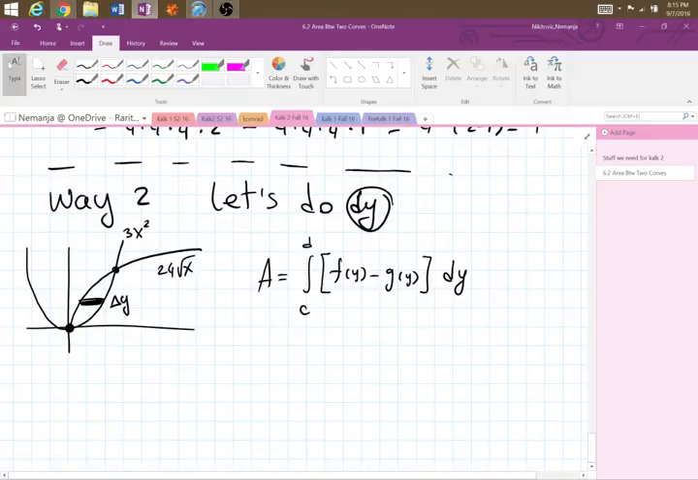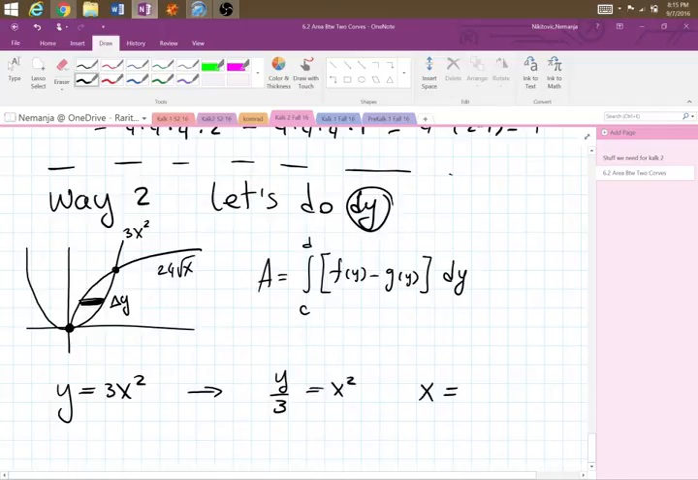So, the function y equals 3x squared needs to change into x equals the rest, which means you have y over 3 equals x squared, from where x is equal to plus minus square root of y over 3, but then we are going to ignore the negative because it's happening on the positive side of x and y. So we can ignore the negative.